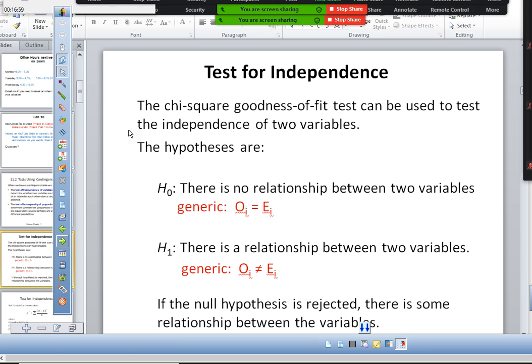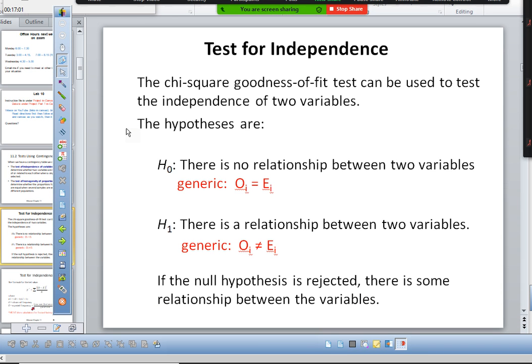All right, so for independence, your wording is going to be like this. You're going to talk about relationships. For H0, it's either going to say that there's no relationship, or that the two variables are independent. And for H1, it's going to say that there is a relationship or the two variables are dependent. That will be for your homework.